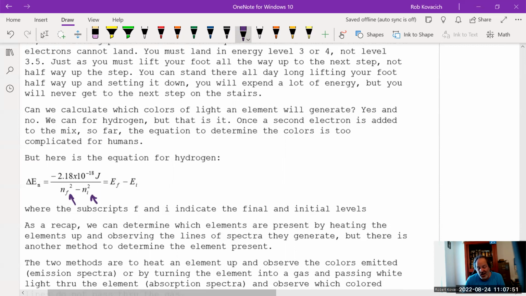And the reason I don't really care about this equation is the equation only works for hydrogen. That's it. No other atoms. The moment I've added a second electron, this equation fails. So it's cool. It's fun. It's nice that somebody calculated this, but it doesn't work after the fact. The second I've added a second electron, it does not work for helium or any other atom.